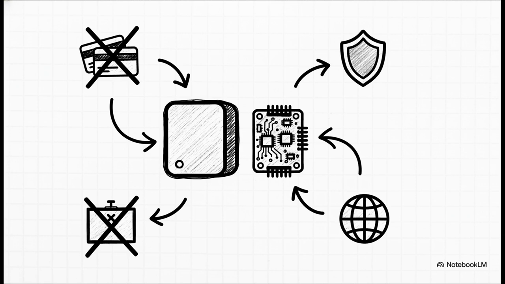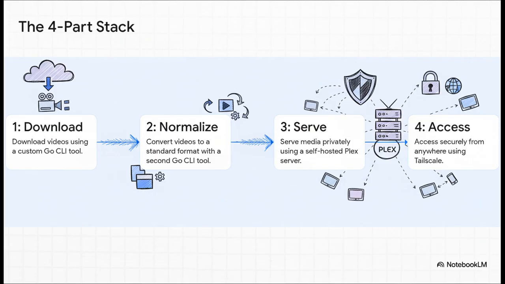The end result? A media library that is completely private, totally ad-free, and you can get to it from literally anywhere in the world. The whole thing breaks down into 4 really simple steps. First, we get the content we want. Step 2, we make sure it's in a universal format so it'll play on any device you have. Third, we organize it all and get it ready to stream. And finally, step 4, we create a super secure way to access it.